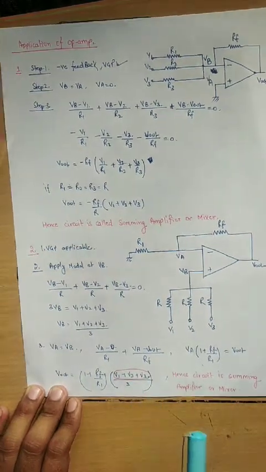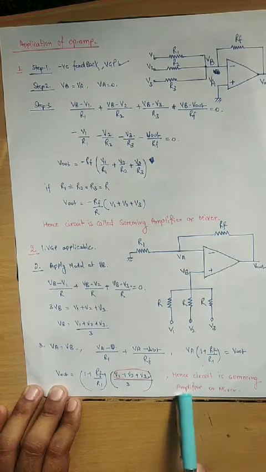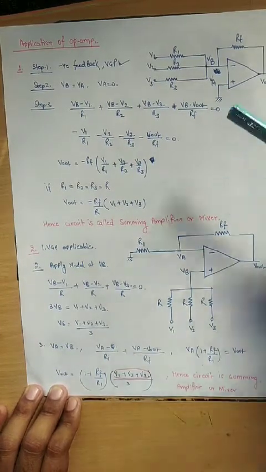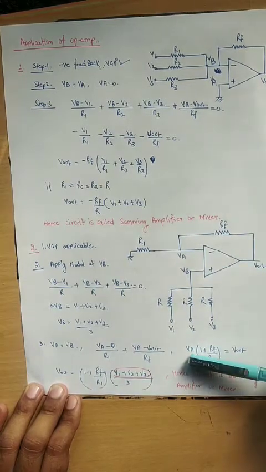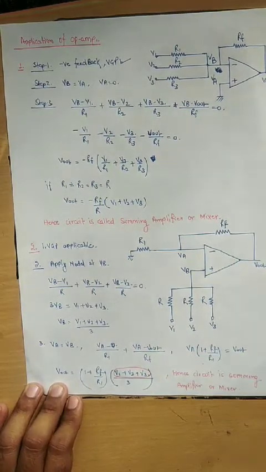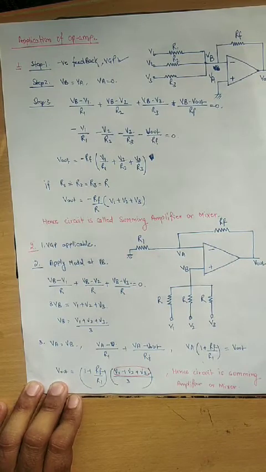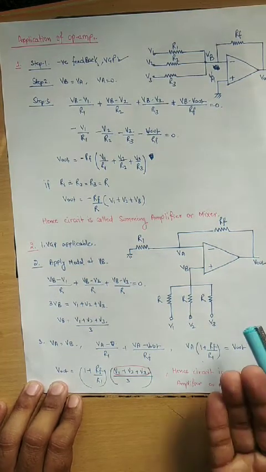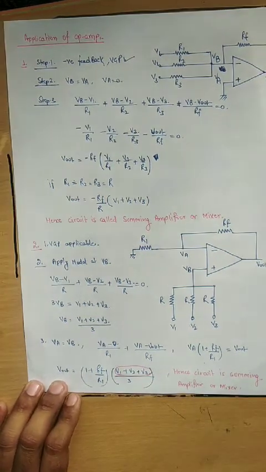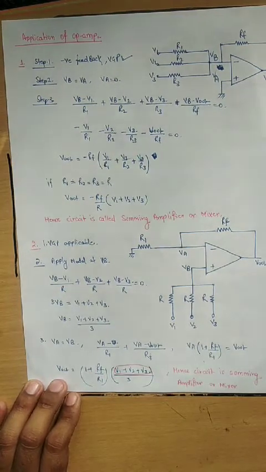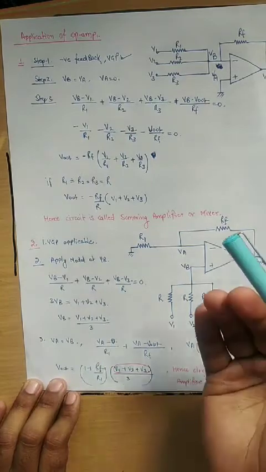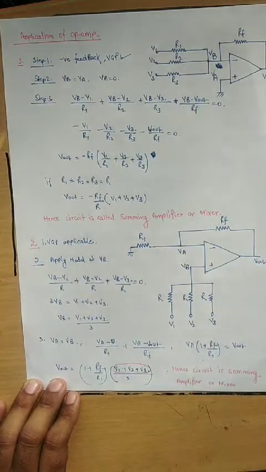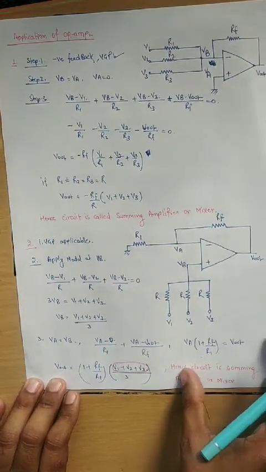Summation of inputs means it is again a summing amplifier or mixer, but in the first case it was inverting, in the second case it was non-inverting. So we can design a summing amplifier by using an inverting circuit or by using a non-inverting circuit. So you don't need to remember anything, just apply the mathematics step by step. You will find out what the circuit is, what the name of the circuit is. So let us see some more examples like this.